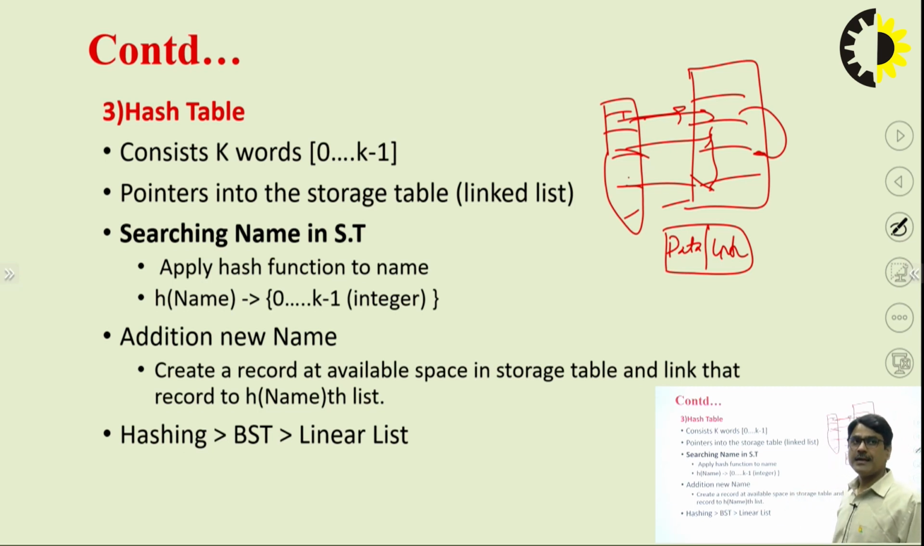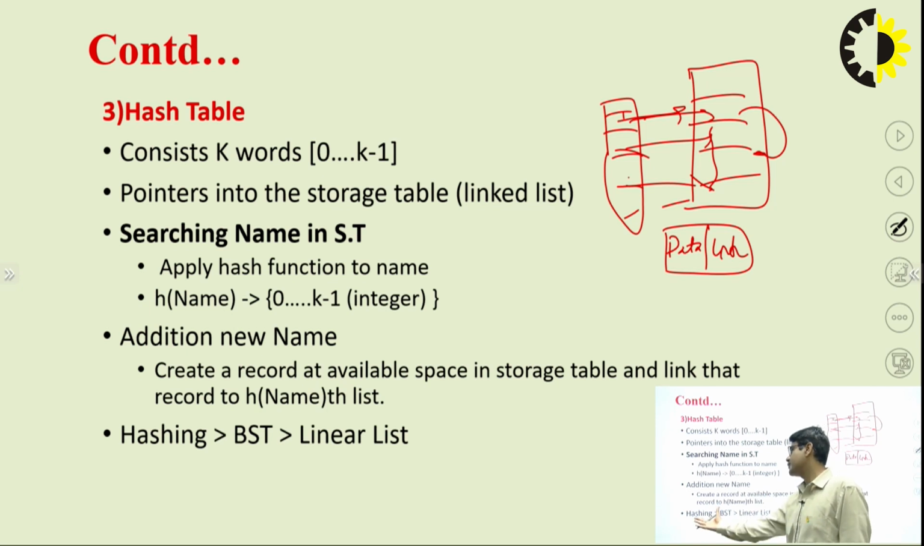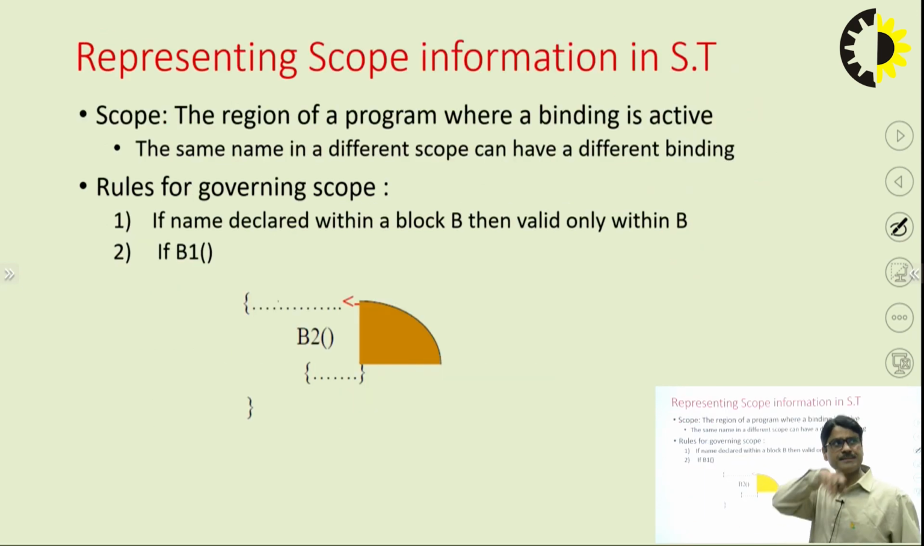So when you are designing it, the maintenance of this data structure is very tough. Here, given a new name, create a record at an available space in the storage table and link that record to H. So you have to add it into the hash list, but hashing has better accessing time than BST, and BST has better accessing time than a linear list. But the only problem is that it is very complex. If you are moving from this side to this side, this one is going to be much more complex, and hashing is very complex. So maintenance of hashing is very tough. So if required, you will generate it, otherwise you will use these kinds of data structures.